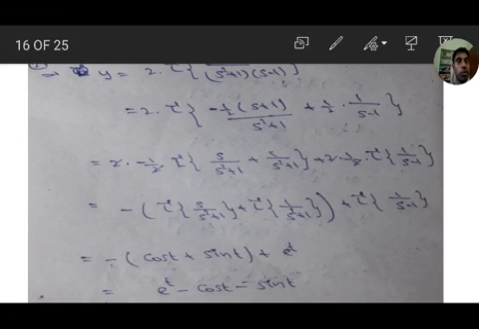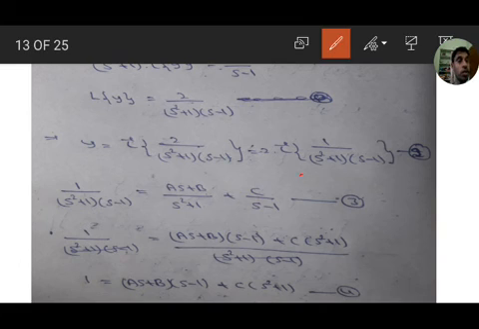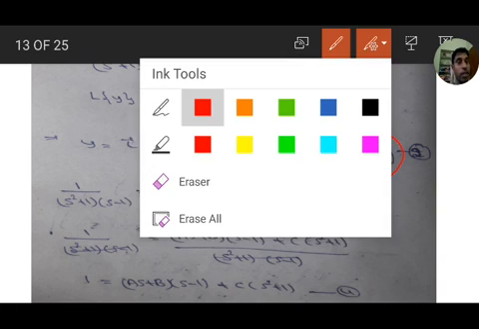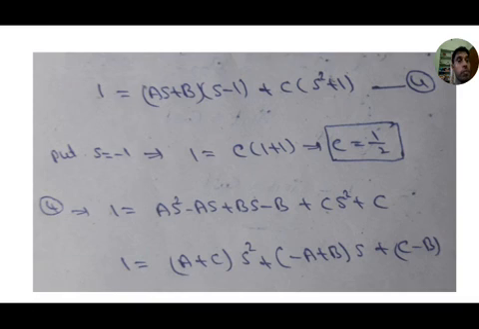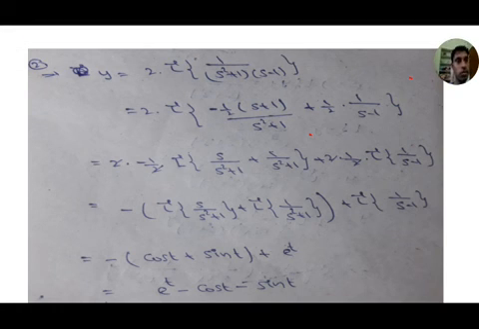So y equal to, from the equation 2, y equal to 2 into L inverse of 1 by (s square plus 1) into (s minus 1). Substitute this value from the equation 3. We got a value, b value, c value. Substitute that value in this one. So from the equation 2, y equal to 2 into L inverse of 1 by (s square plus 1) into (s minus 1).